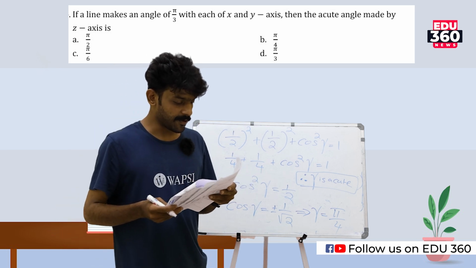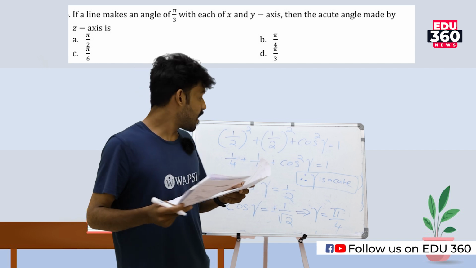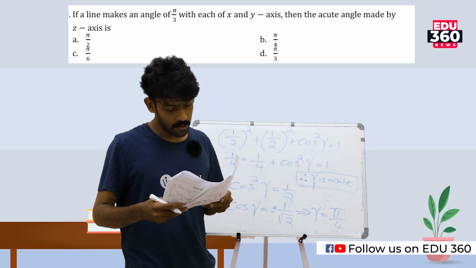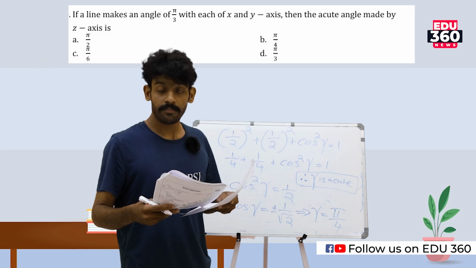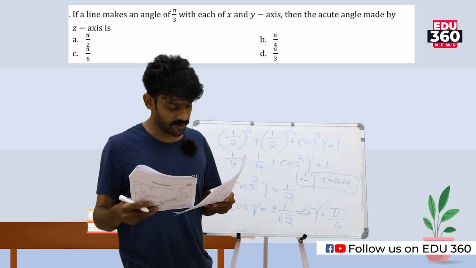So for this question, look at the options. Which is the correct one? We got gamma is equal to pi by 4, so that is the second option. That means option B is the correct answer for this question. Now we can move on to another question.